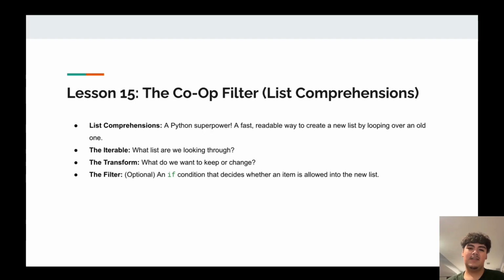Normally to filter a list, you create a blank list, write a for loop, add an if statement, and append the results. But Python gives us a superpower called list comprehension. It lets us squish all the logic into a single line of code. It has 3 parts: the iterable, what we're looking at, the transform, what we want to keep, and the filter, the rule for keeping it. So let's go to the code.